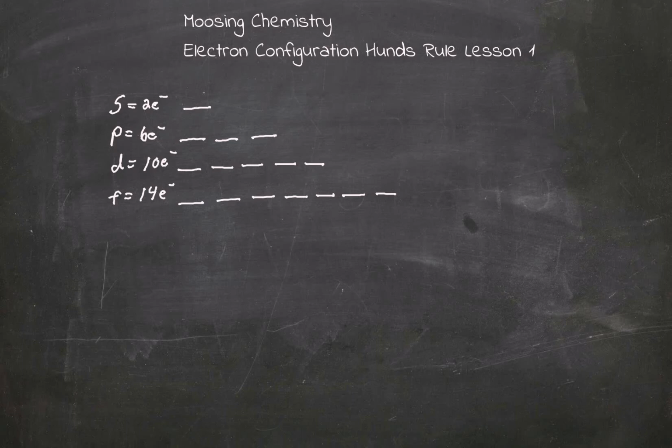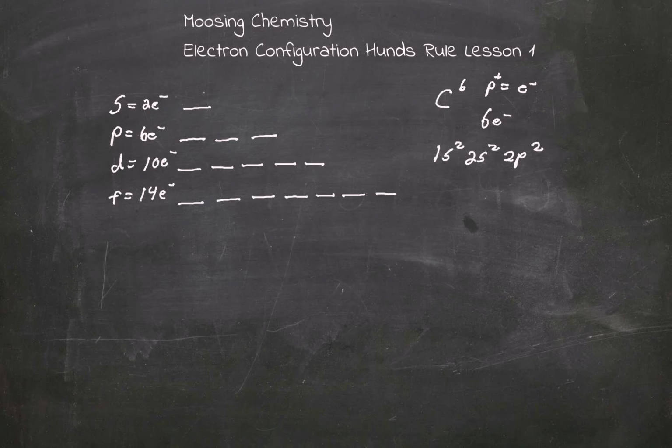If we take an atom such as carbon, carbon has an atomic number of 6. Remember that the number of protons is equal to the number of electrons in a neutral atom. So that means we have 6 electrons. When we write our electron configuration, it's 1s2, 2s2, 2p2, using the diagonal rule that we learned in our other lesson.